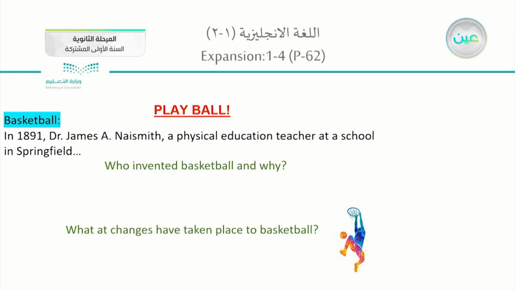Basketball. In 1891, Dr. James A. Naismith, a physical education teacher at a school in Springfield, Massachusetts, in the United States, was asked to create a game that could be played indoors during the harsh winters. So Naismith put up 2 peach baskets on opposite walls of the gymnasium and got his class of 18 students to play a game of basketball. The team that dropped the ball into the basket more times won.